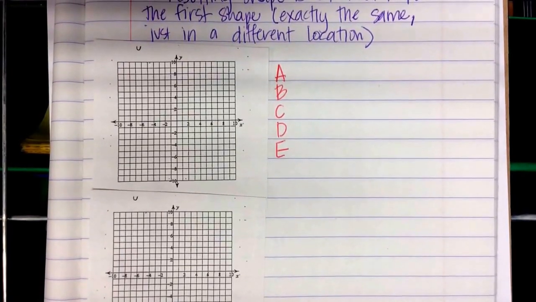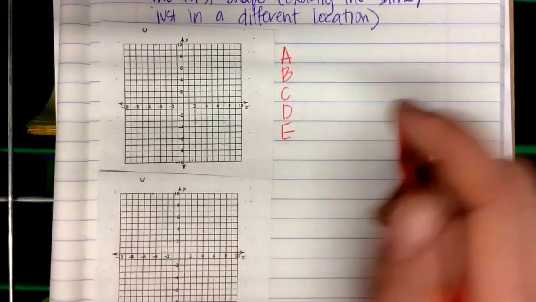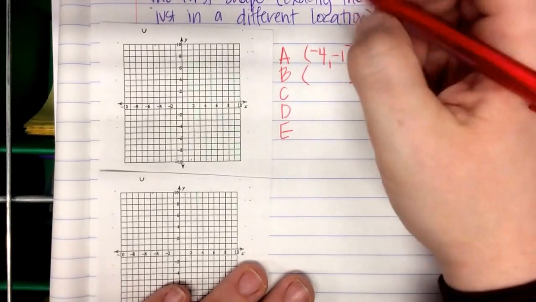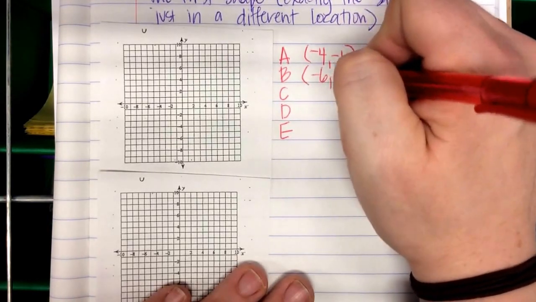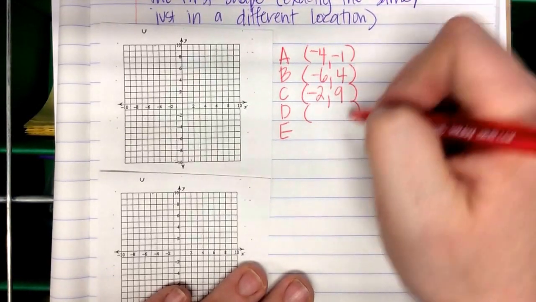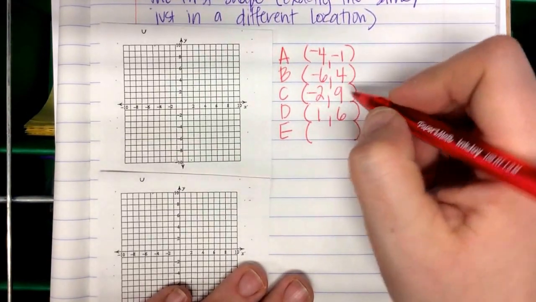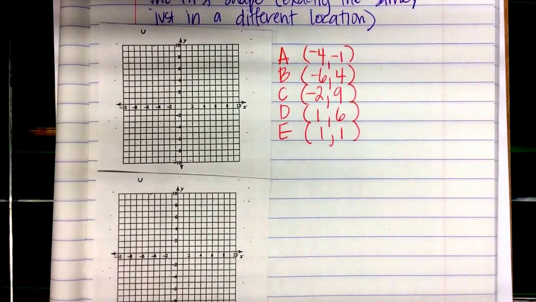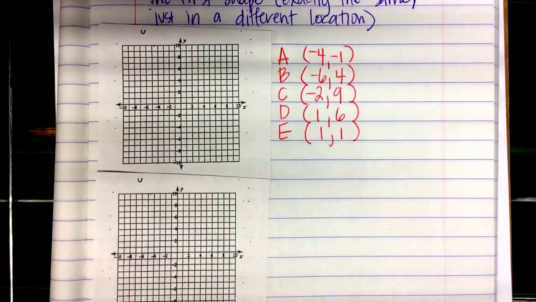Once you have your graphs glued down, I'm going to provide you with the first shape. So once you have glued down your graphs, copy down the shapes, the ordered pairs for the shapes.